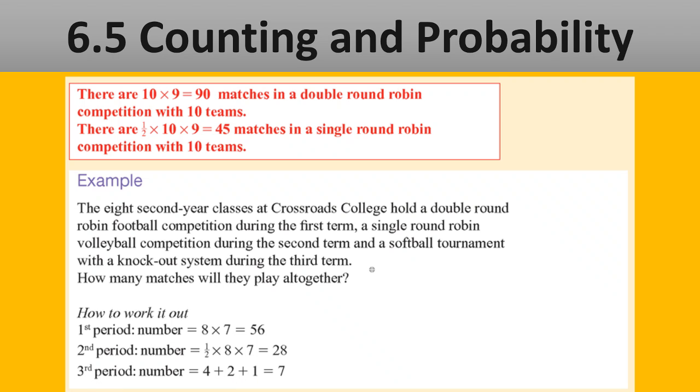Now you have to add them up, right? So the total number of matches that are played are 56 plus 28 plus 7 gives me a grand total of 91 matches. And that concludes the last theory of 6.5 and also the last theory of chapter 6 that we will discuss, because you do not have to take a look at theory D, which is about probability.